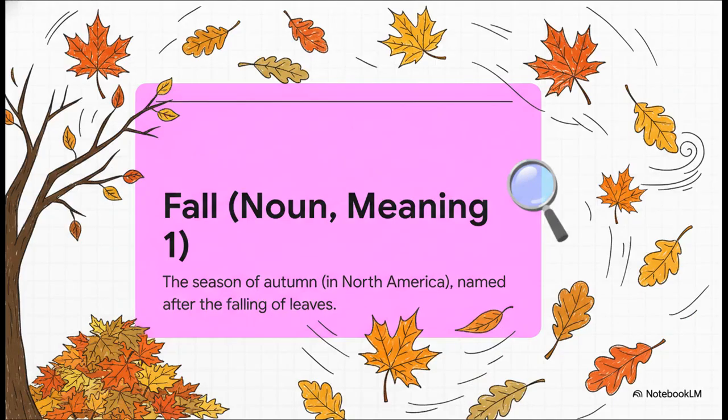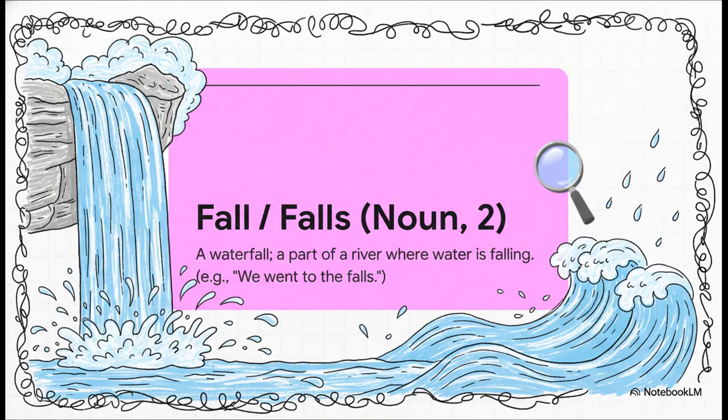I mean, in North America, an entire season is named after this word. And why is that? Well, it's pretty obvious when you think about it. It's named for the most visible sign of that season, the falling of the leaves. That action we were just talking about is so powerful that it gets to define a whole chunk of the year.